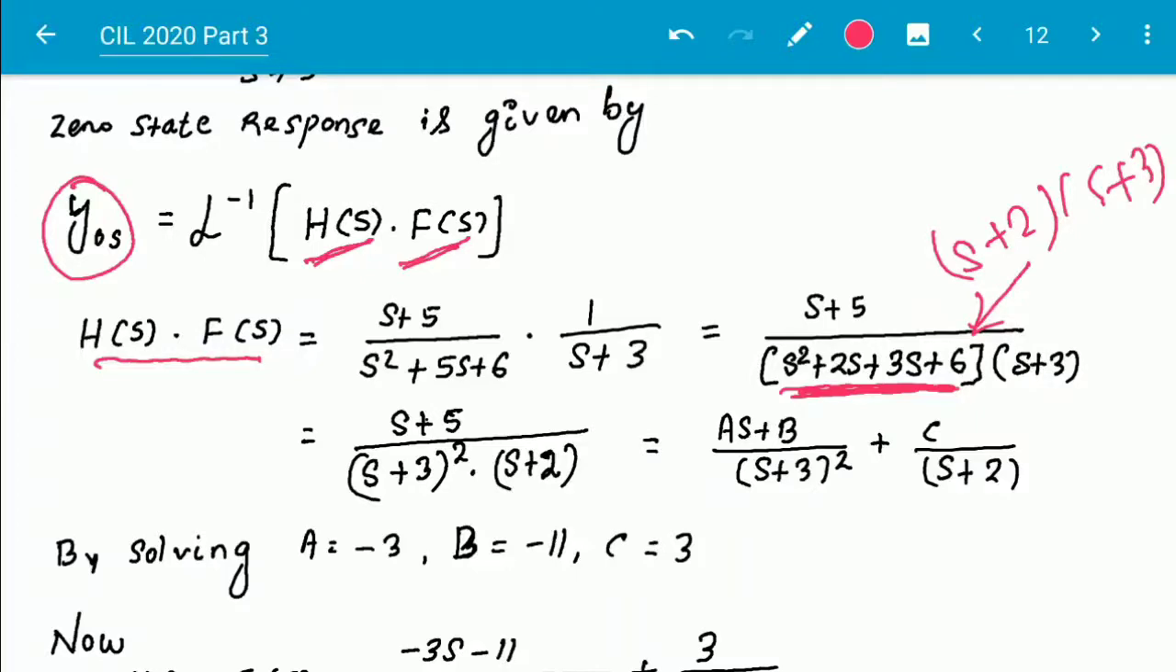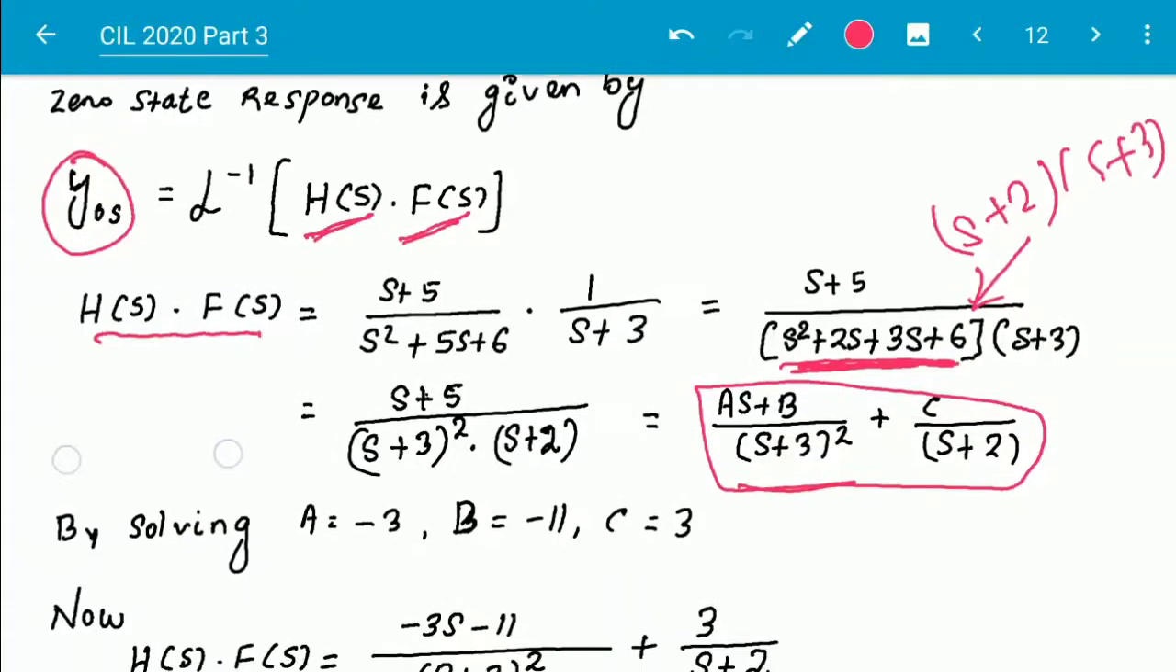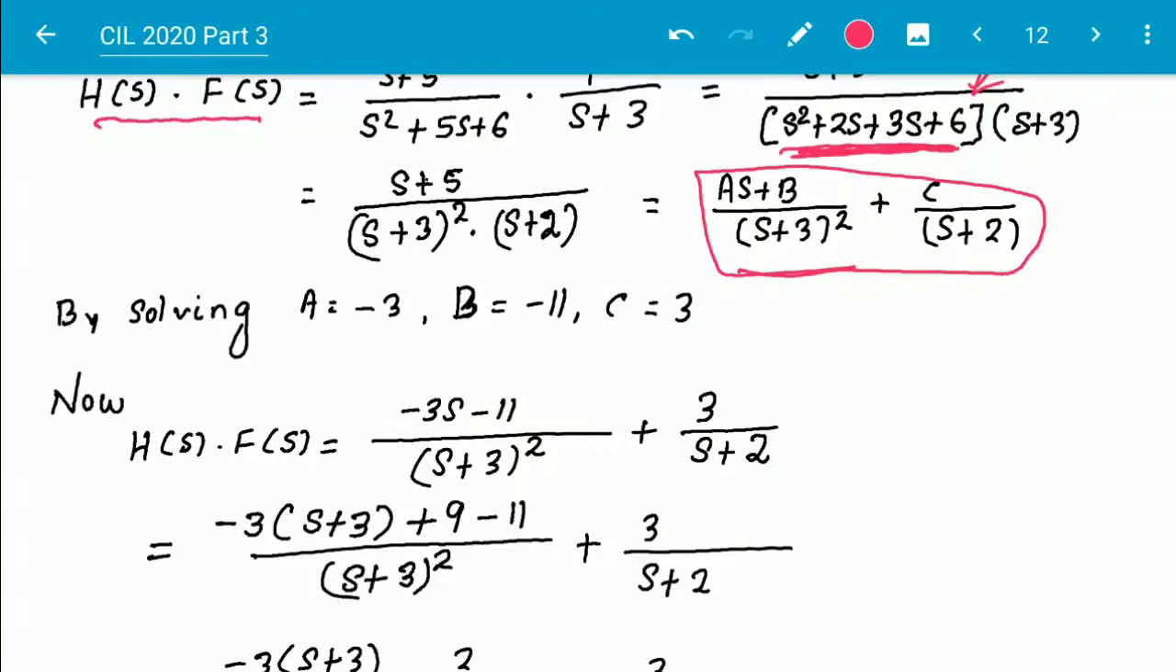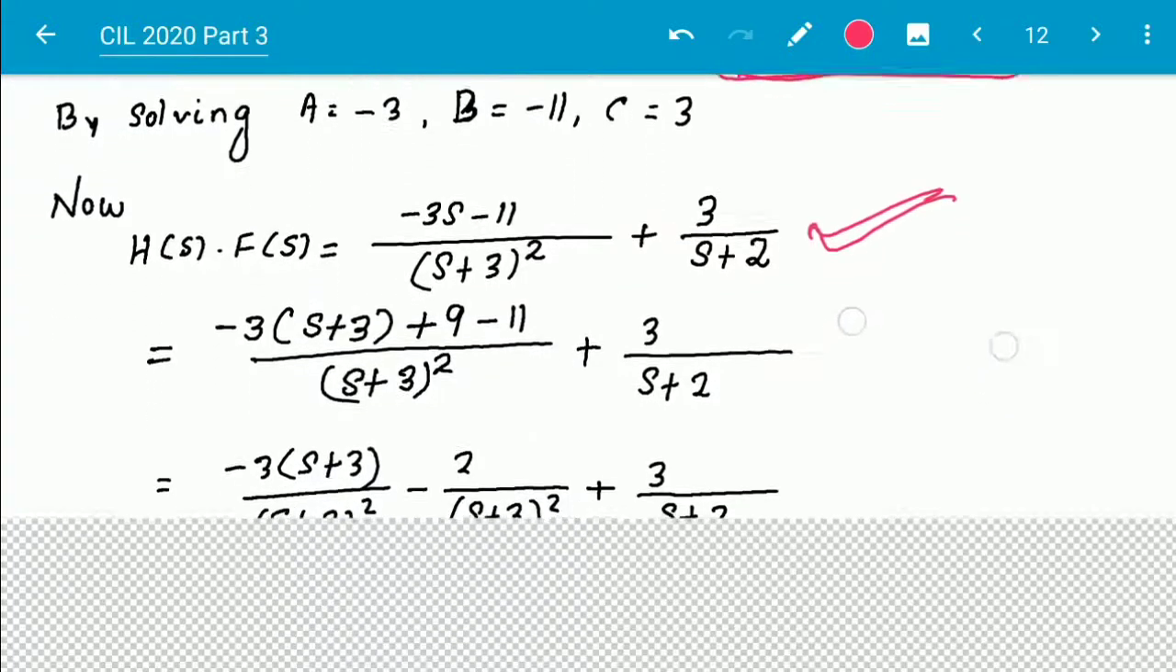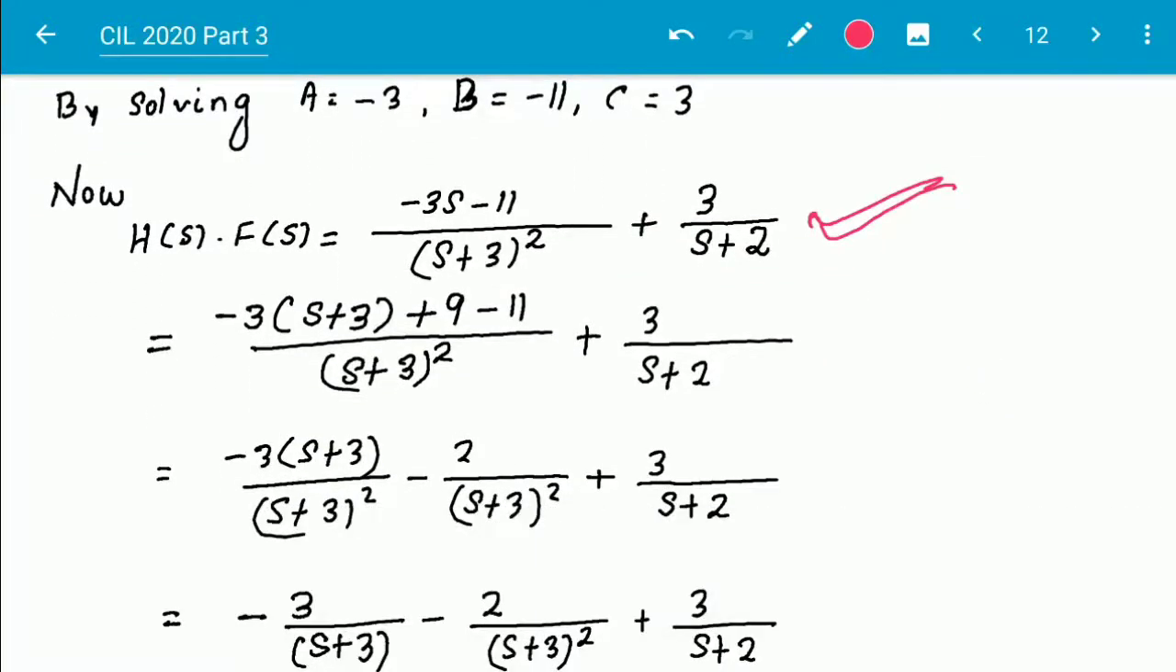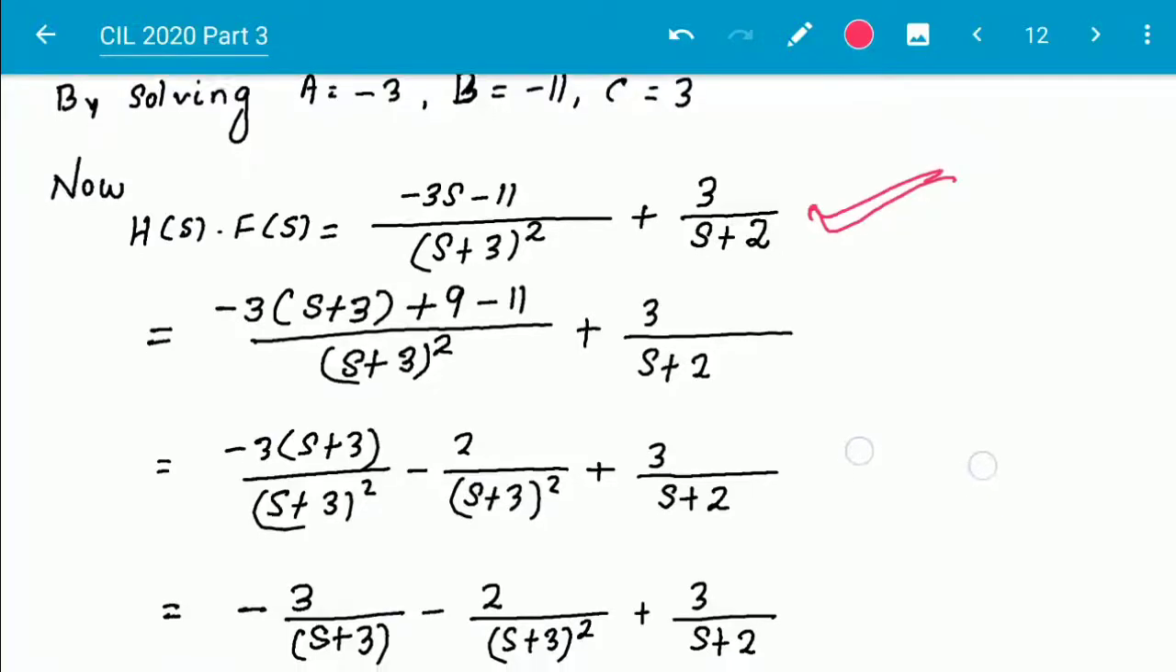If we do the partial fraction for this one, we will find A is equal to minus 3, B is equal to minus 11 and C is equal to 3. And now H(s) into F(s) is coming to be this much. For the inverse Laplace transform we have to convert it, so that it can be easily converted to inverse Laplace.